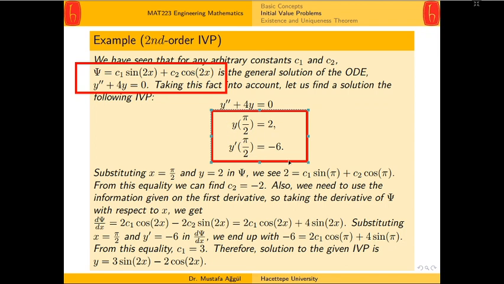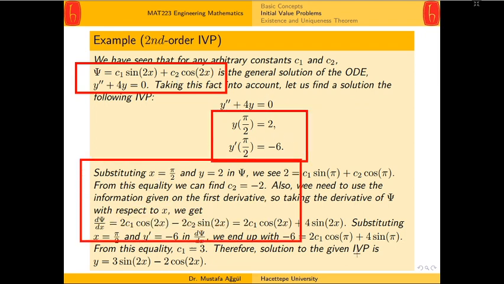Also, we will do the same for the derivative. We will take the derivative of this function, okay, and then substitute pi half for x in the derivative of this function, and -6 for the derivative of this function, and we'll see what C1 and C2 are. Okay, so this is the strategy.